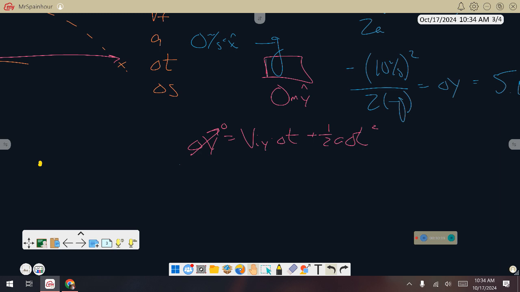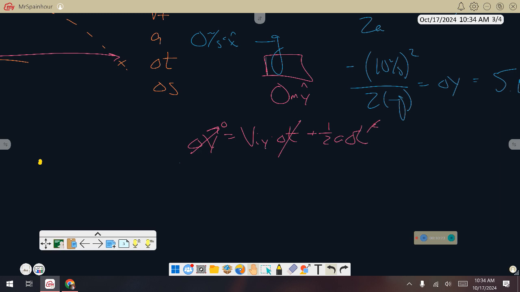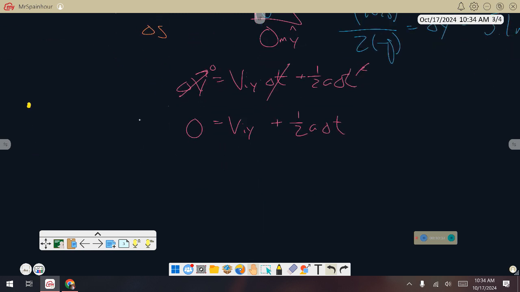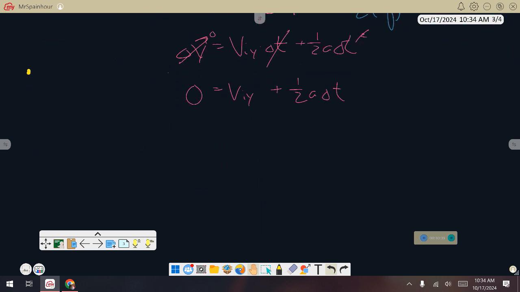So if I divide this by delta t, that cancels. Divide this by delta t, that cancels. And 0 divided by delta t is just 0, so it doesn't give us anything new. So what do I have now? I have 0 equals VIY plus 1/2 a delta t. So negative VIY times 2, divided by a, equals delta t.